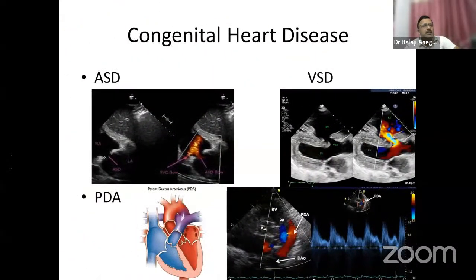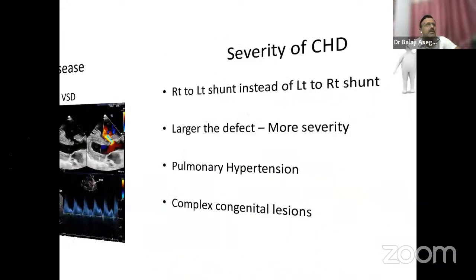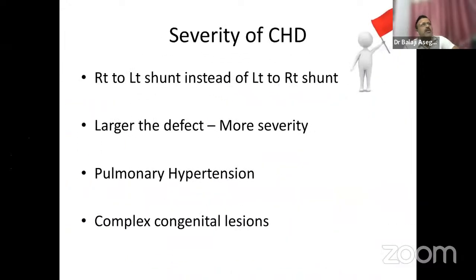Now we see so many pediatric patients with congenital heart diseases, and it's really very difficult to even memorize which type of heart disease is how, what will be its implication. But commonly we get ASD, VSD, PDA, and it is shown in the echo. But the important point which I wanted to tell you is how to identify the severity of congenital heart disease.